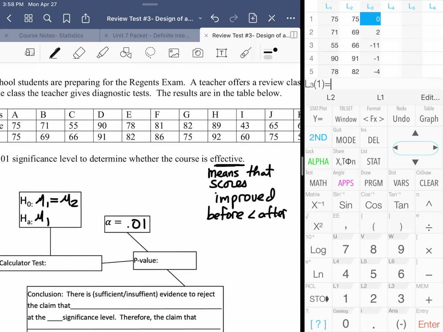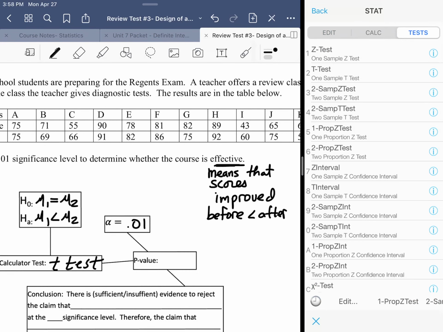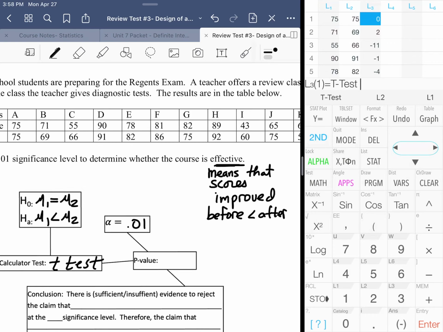So the alternative would be that mu1 is less than mu2. That would be showing improvement. Matched pairs test, we use a t-test. So stat, test, t-test.